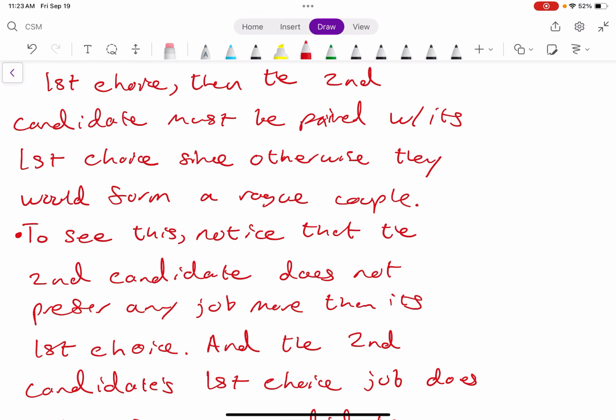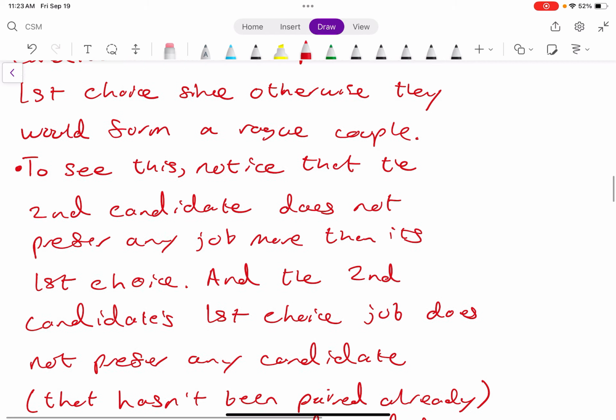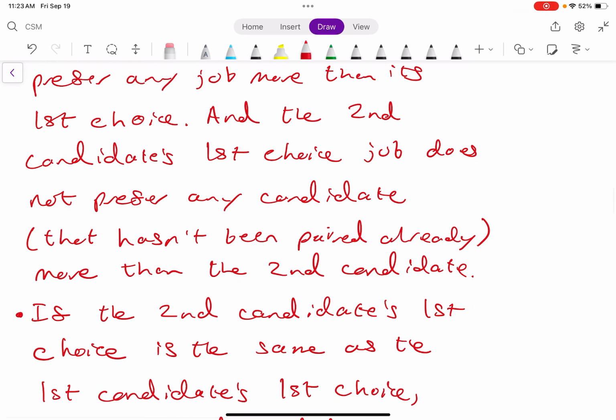To see this, notice that the second candidate does not prefer any job more than its first choice. And the second candidate's first choice job does not prefer any candidate that hasn't been paired already more than the second candidate.